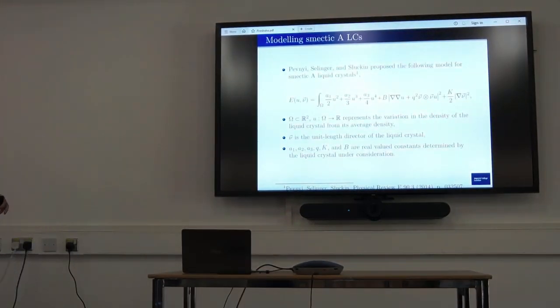Now, modeling smectic A liquid crystals, I'm going to start with the PSS model, where they introduced the energy in terms of u and nu, where u is the variation in the density of the liquid crystal from its average density. And nu is a unit length vector called the director field. And A1, A2, A3, B, Q, and K are constants determined by the liquid crystal under consideration.